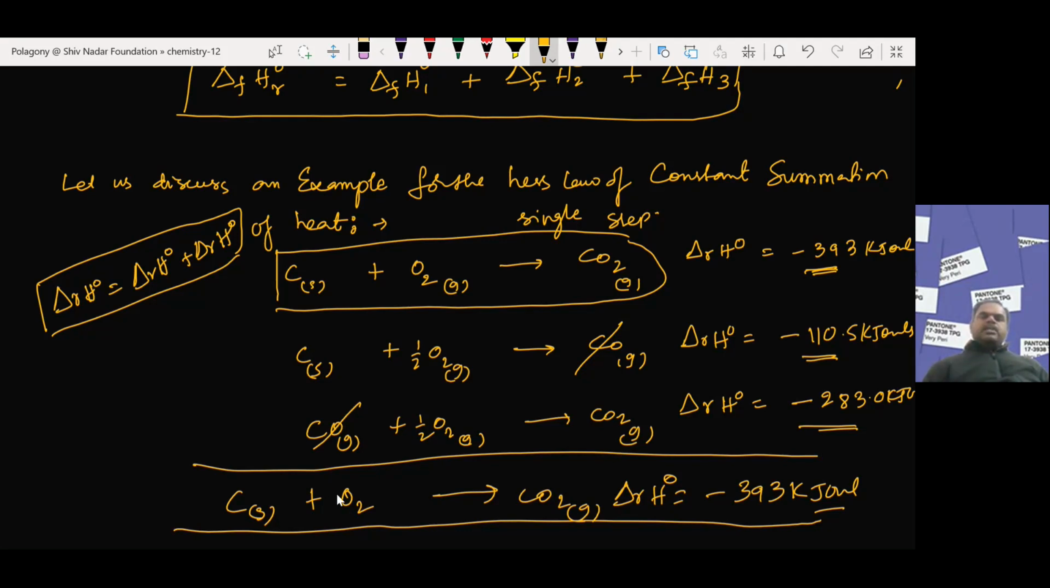If you get the net equation from the two equations, the total enthalpy change is equal to minus 393 kilojoules. So with this example, we can prove that the energy change is a constant during the chemical reaction.